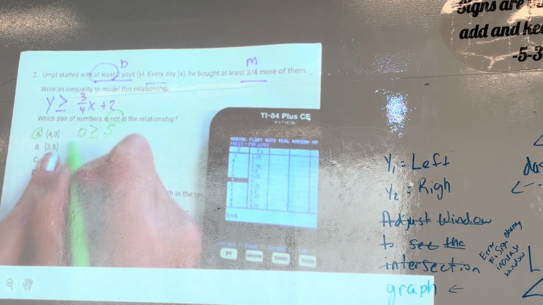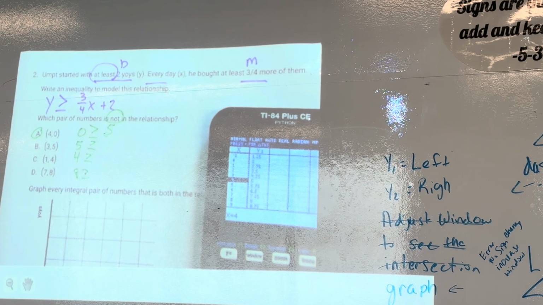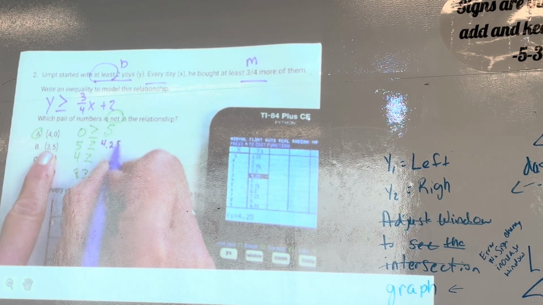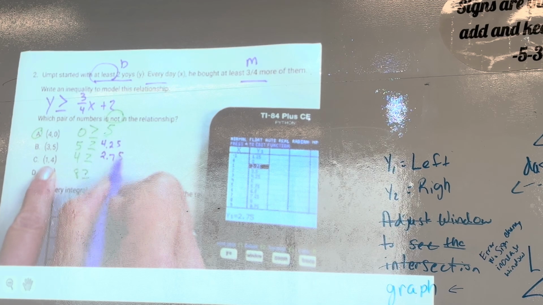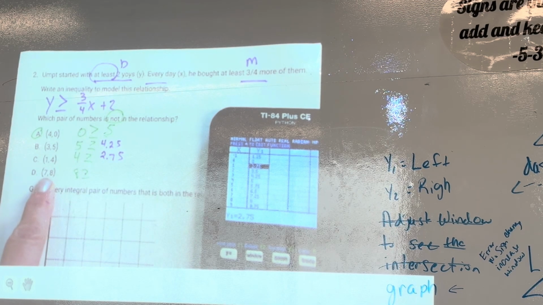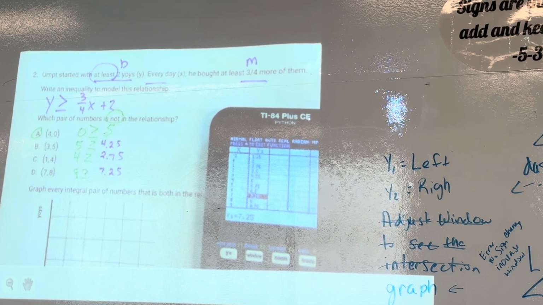But just for grins, let's look at the others real quick. When x equals 3, y equals 4.25. Is 5 greater than 4.25? Yes. Then we put in 1, and we get 2.75, and 4 is greater than 2.75. Then we put in 7, and we get 7.25. So that's how you compare, by using your calculator.